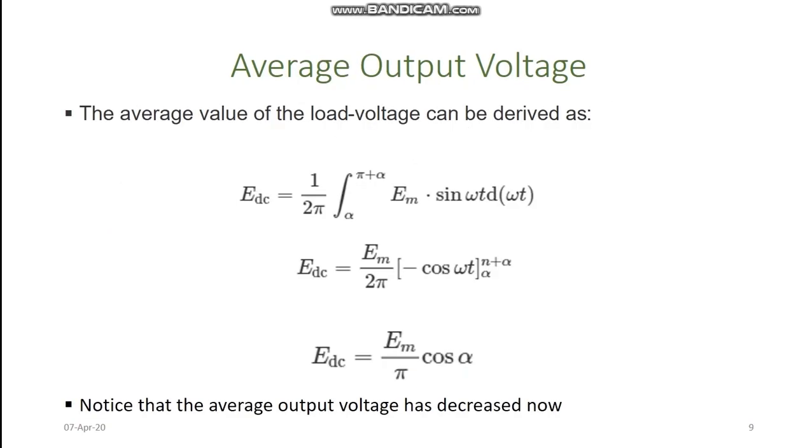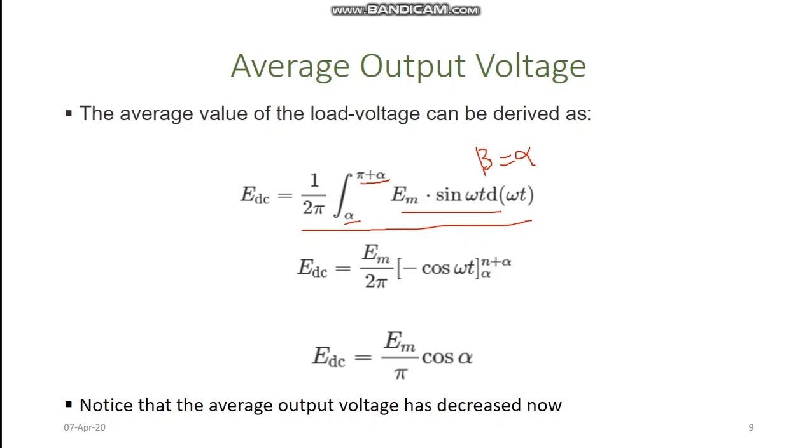Now if we want to calculate its average output value, it can be derived using this formula, that is, integrate over its conducting time period. Here we have considered that the angle of extinction beta is equal to alpha. So that's why we are integrating from pi to pi plus alpha instead of alpha to pi plus beta.